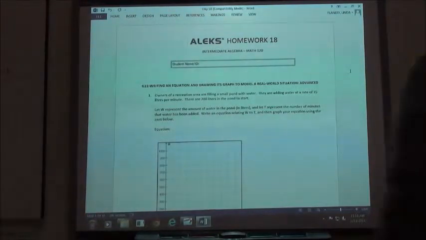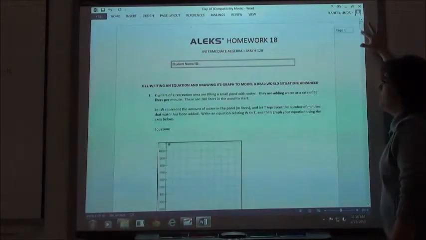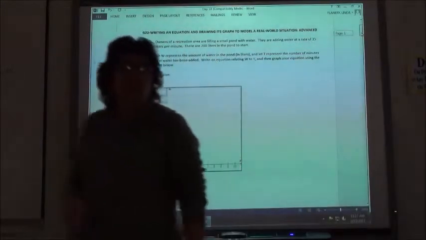All right, homework day 18. We're going to start by writing an equation and drawing a graph to model a real-world situation, of course, because we want to relate our math to real life.